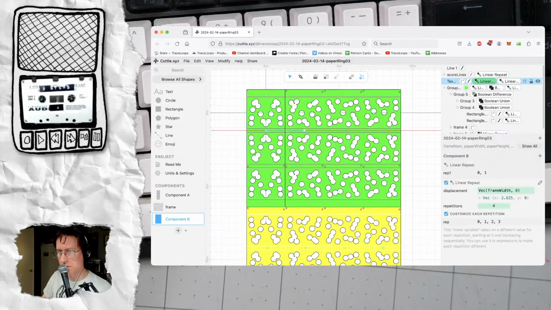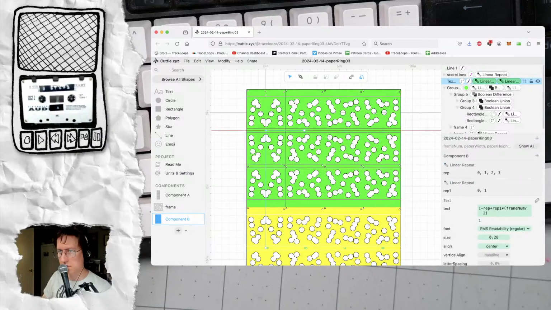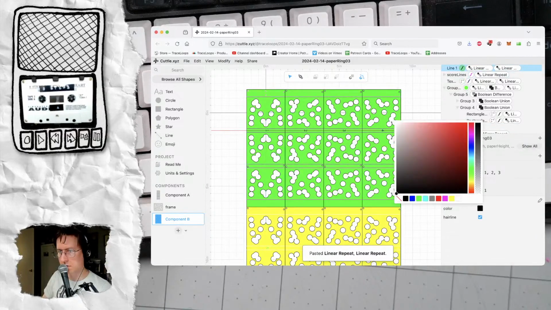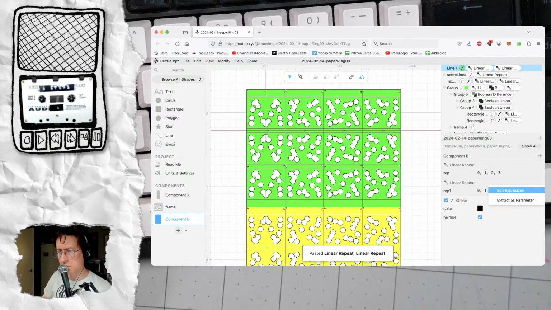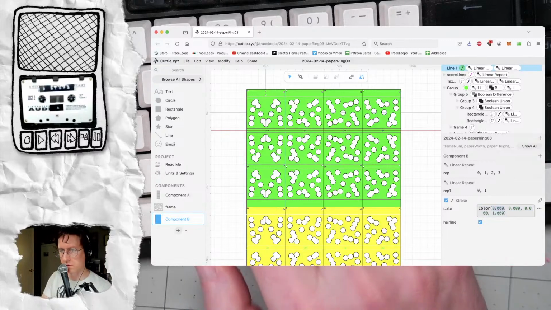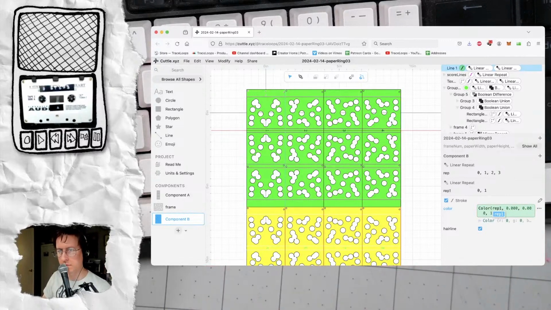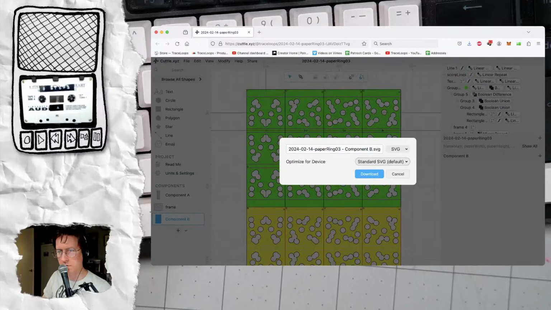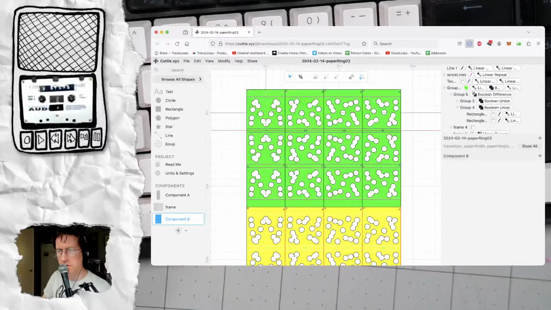And let's just copy those over and take this line, edit expression, rep 1. We should be good. File, export SVG for Cricut, download, and stuff should be alright.